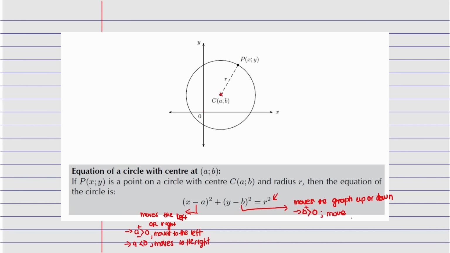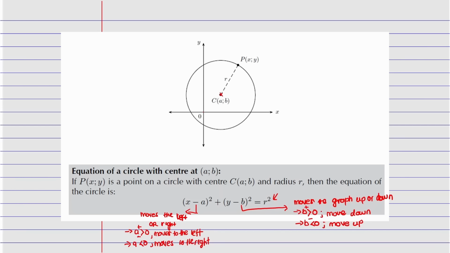Instead of moving up, it's going to move down, right? Then when B is less than 0, the graph will move up. So it's moving opposite its sign, right? So that's just a couple of notes that you need to take into account when the graph is no longer in the center, right? The center is no longer at 0, 0, but it's outside.